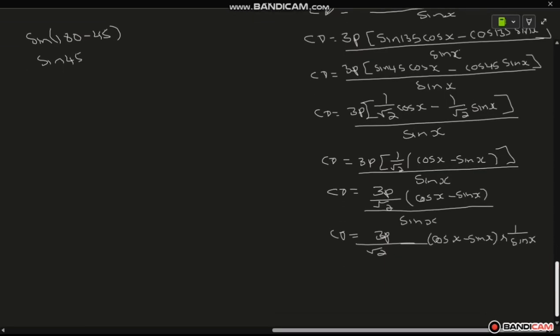Then we multiply them. We're going to have what? 3p times (cos x minus sine x) times 1. It will be 3p(cos x minus sine x) over root 2 times sine x, which is root 2 sine x. So this is our CD.